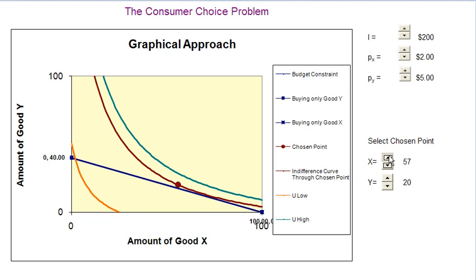Let's increase X to 60, something like that, and then let's decrease Y back down to 16, and that should get us back on the budget line, and we're getting pretty close. That's what the choice looks like. Ultimately, the choice might be around 65, and let's bring it down. That might be what the choice actually looks like. And at that choice point, the indifference curve is tangent to the budget line. That characterizes the choice.